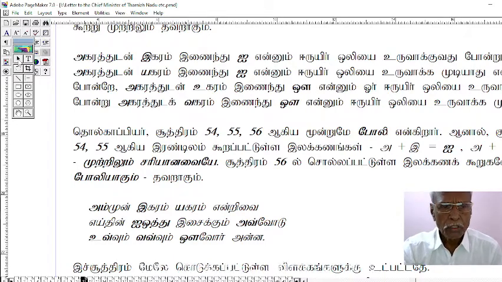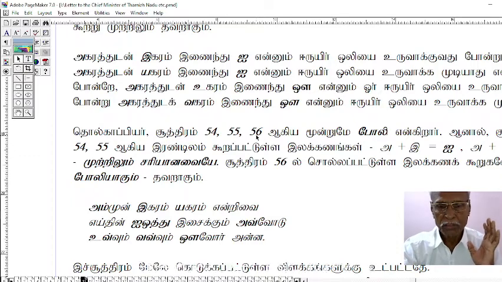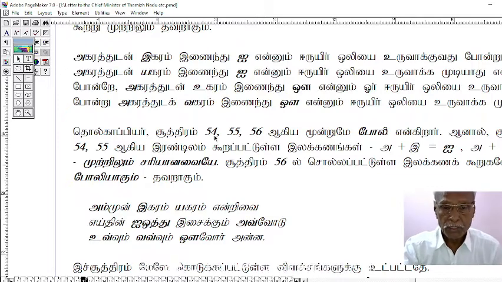See, according to Tolkappiyar, definitions 54, 55 and 56 are fake or counterfeits. But actually, definitions 54 and 55 are totally right. Only definition 56 is fake. The definition 56 alone is fake.